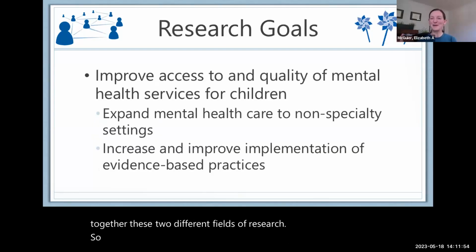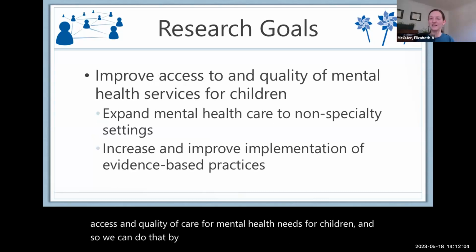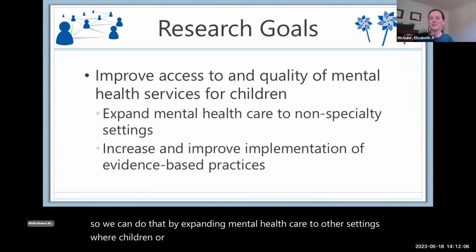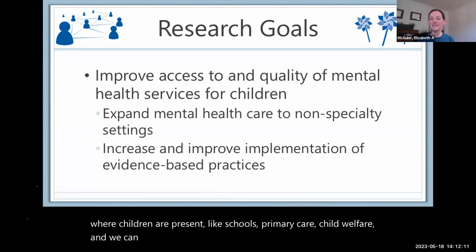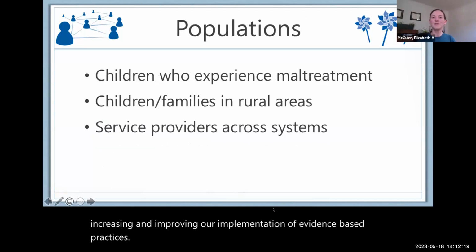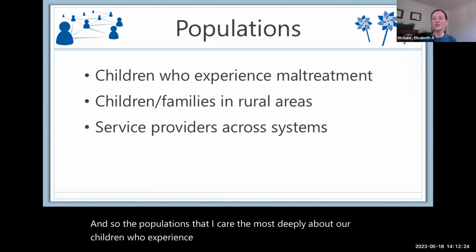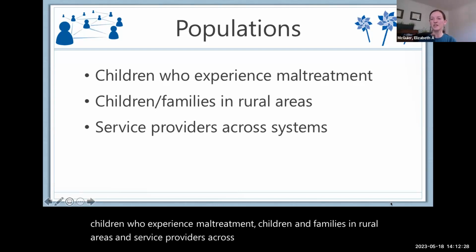So I think this is in my bio, but my research goals are to improve access and quality of care for mental health needs for children. And so we can do that by expanding mental health care to other settings where children are present, like schools, primary care, child welfare. And we can improve the quality of care in all these settings by increasing and improving our implementation of evidence-based practices. So the populations that I care the most deeply about are children who experience maltreatment, children in families in rural areas, and service providers across systems, particularly child welfare and mental health.